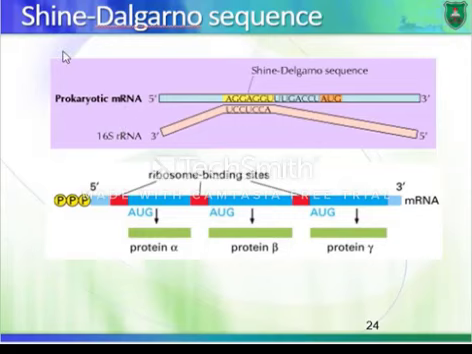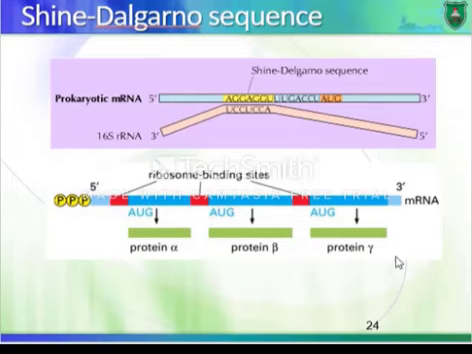Starting with the prokaryotes. In prokaryotes, we have a sequence called the Shine-Dalgarno sequence. This sequence is found around 8 bases upstream of the initiation site. This sequence is identified by a complementary sequence in the 16S ribosomal RNA, which is a component of the small ribosomal subunit in the prokaryotes.